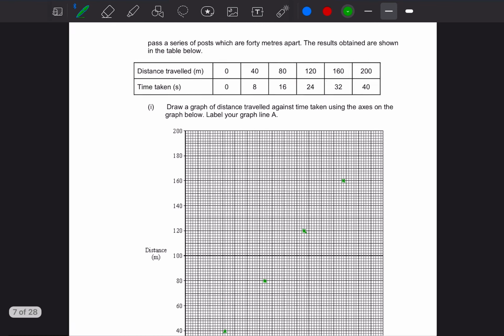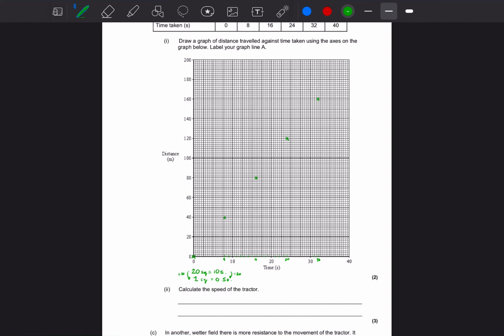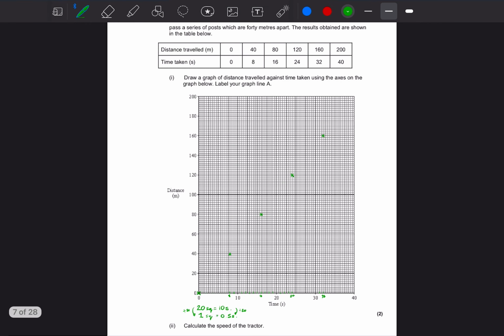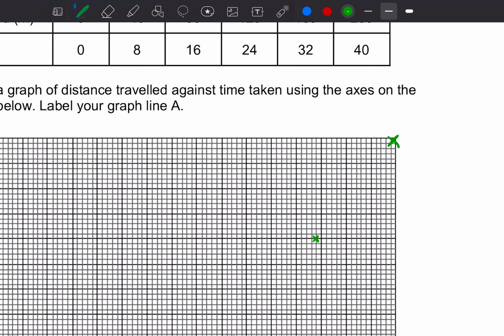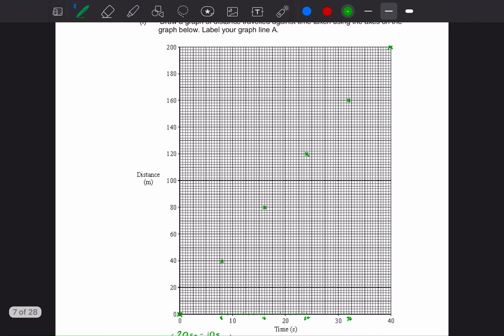And our last one is 40 and 200. So 40, dead easy. Actually, that one, because that was done for us. 40 and 200. So there, again, not happy with that. Let's rub that out. And let's put that on again. 40 and 200. Right on that point there. So we have to draw our line now.